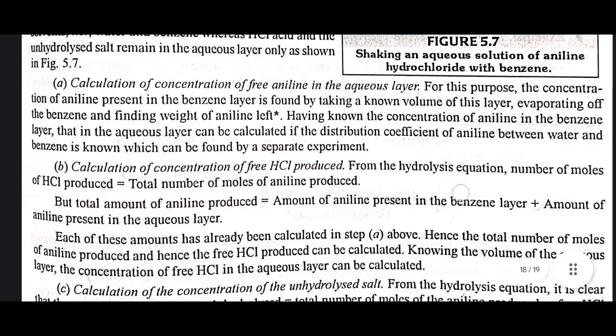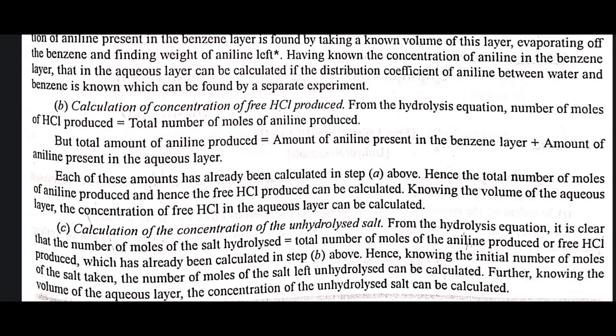B. Calculation of concentration of free HCl produced. From the hydrolysis equation, the number of moles of HCl produced is equal to the total number of moles of aniline produced. But the total amount of aniline produced is equal to the amount of aniline present in the benzene layer plus the amount of aniline present in the aqueous layer. Each of these amounts has already been calculated in step A above. Hence, the total number of moles of aniline produced and hence the free HCl produced can be calculated. Knowing the volume of the aqueous layer, the concentration of free HCl in the aqueous layer can be calculated.